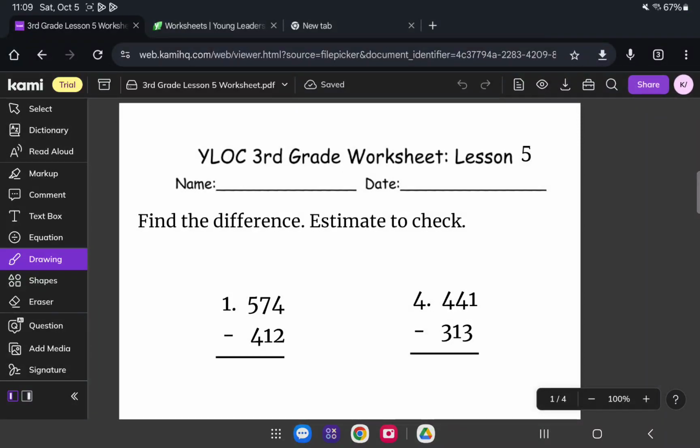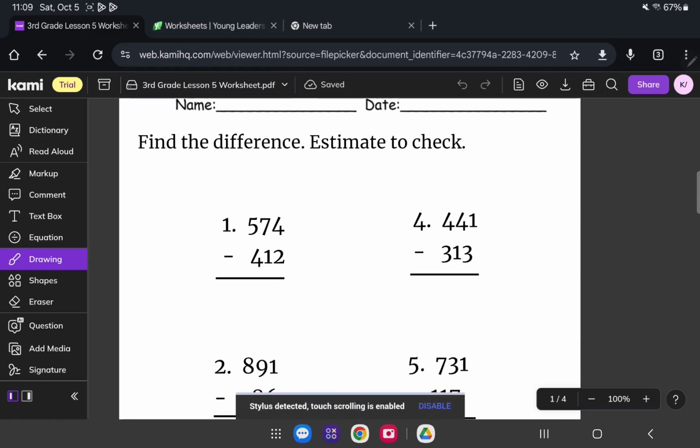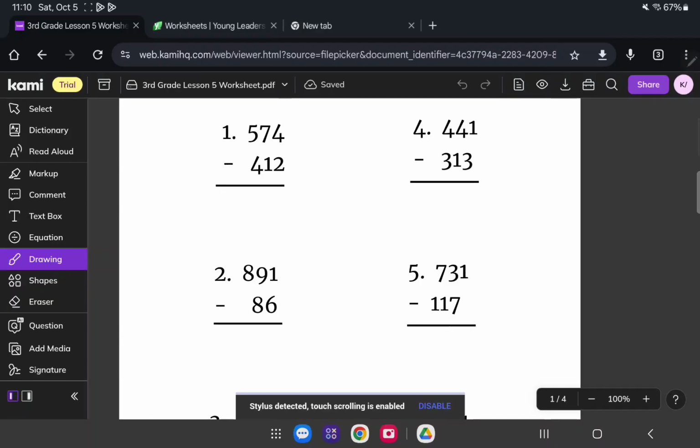Hello, it's YLOC 3rd grade worksheet lesson 5. So here it says find the difference, estimate to check. So we'll start with number 1.